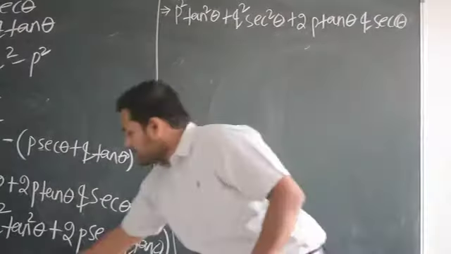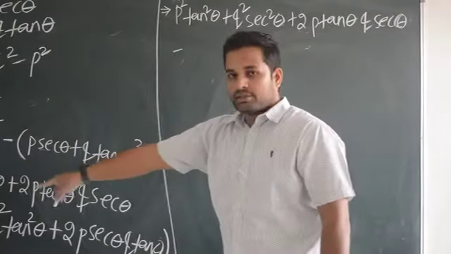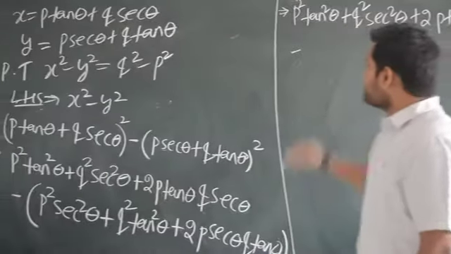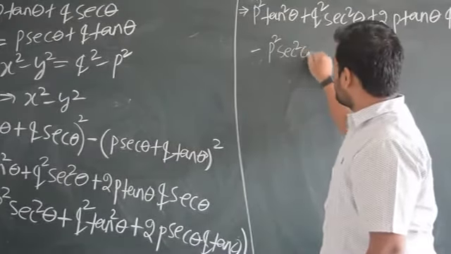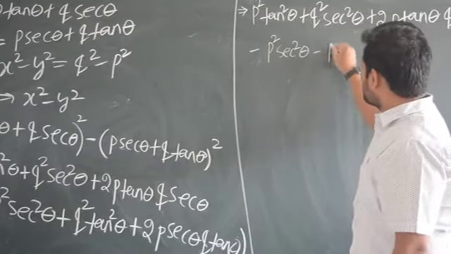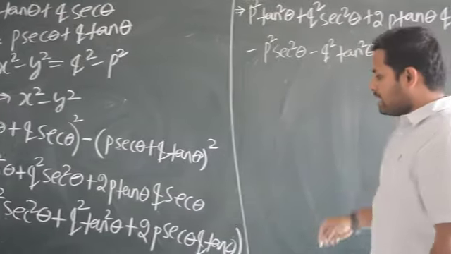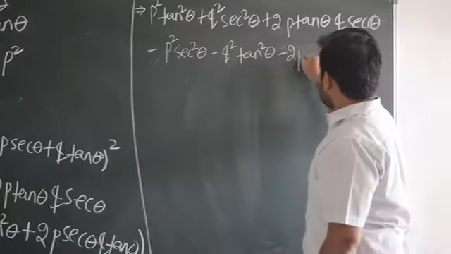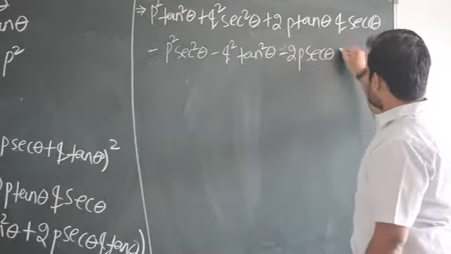Okay, whatever is there, I am bringing it forward, that's all. Then it becomes minus. There it is minus, no? All the things become minus here. So it becomes minus p square secant square theta, that is there for sure. Then again minus q square tan square theta, that is also there. Then minus, it becomes 2p secant theta into q tan theta.